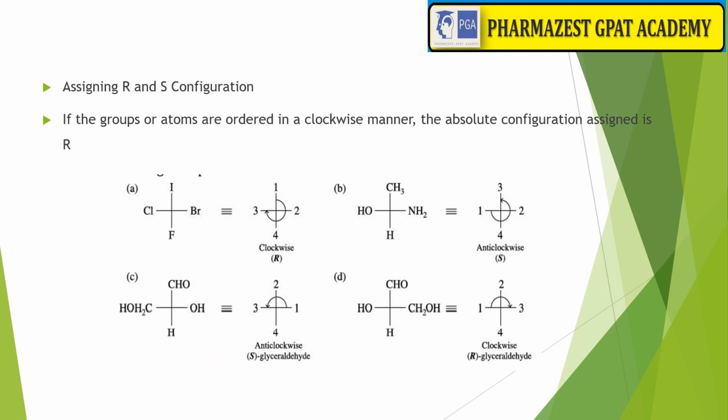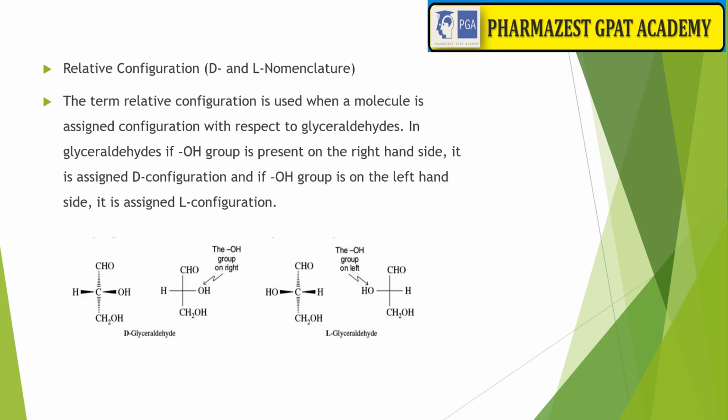First of all, they have to be written in the Fischer projection. The second point is that they have to be assigned based on the atomic number. That is, the atoms with the highest atomic number are given first priority, followed by the next highest, and so on. Okay, and based upon the rotation, that is 1 to 2, if it is clockwise, it is given R configuration. If it is anti-clockwise, it is given S configuration. Next, coming to relative configuration, D and L nomenclature.